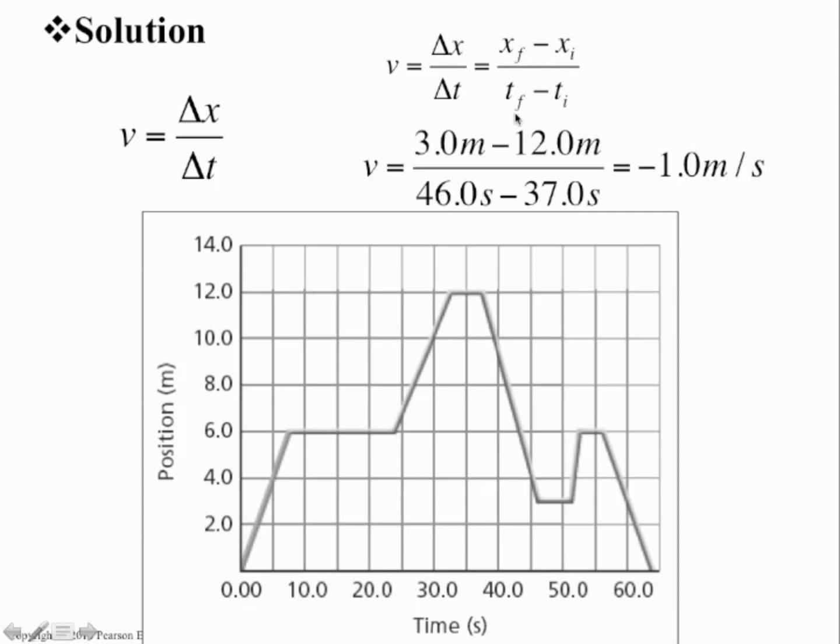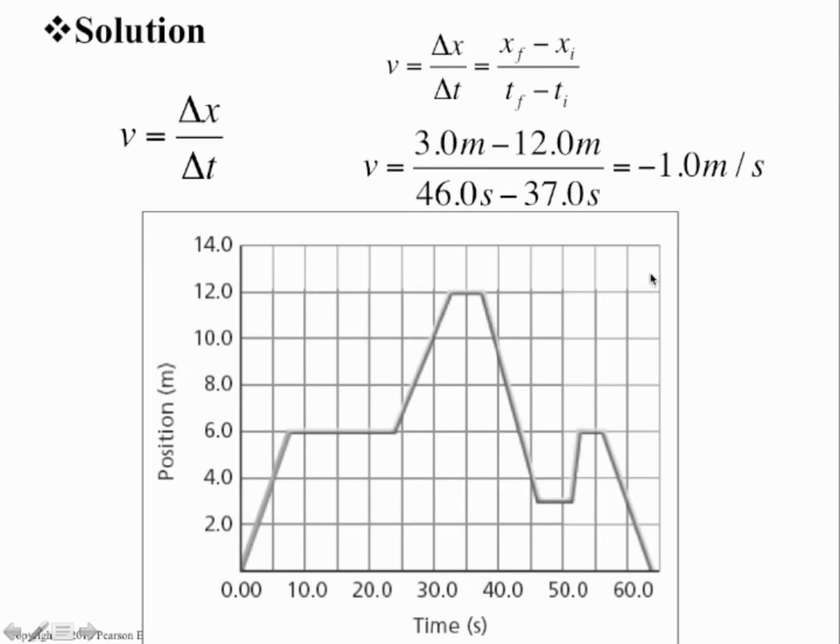And then you just do what I like to call plugging and chugging, where you plug in numbers and then chug through the calculation. And so we have 3.0 minus 12.0. Where does that come from? Well, my final position is 3.0 meters, as we can see here on the graph. And my initial position is 12.0 meters, as I can see on the graph. And then we also have final time minus initial time. Final time 46 seconds, initial time 37 seconds.